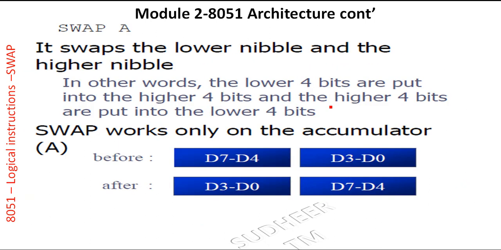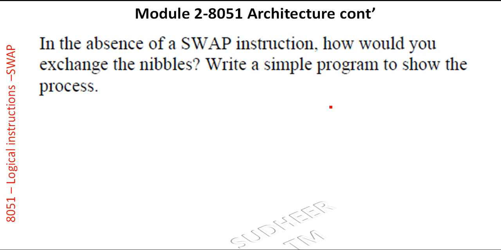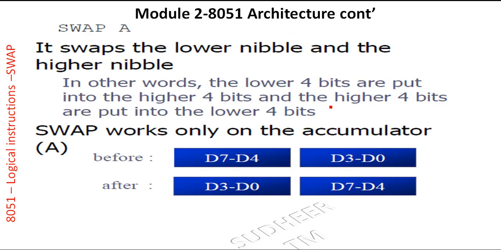That is one application. Now the last instruction within the logical instructions is SWAP. It performs a logical swap between the lower nibble and higher nibble of the accumulator register. In other words, the lower 4 bits are put into the higher 4 bits and the higher 4 bits are put into the lower 4 bits. SWAP works only on the accumulator. So D7 to D4 will come to the D3 to D0 place, and D3 to D0 will come to D7 to D4.